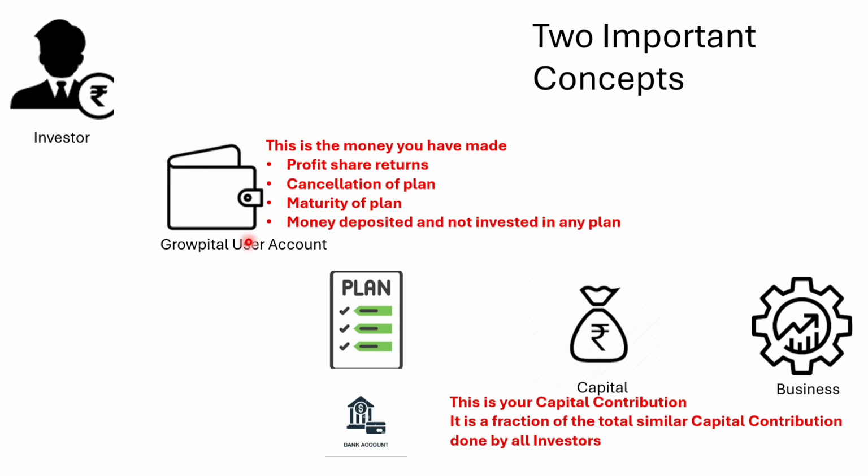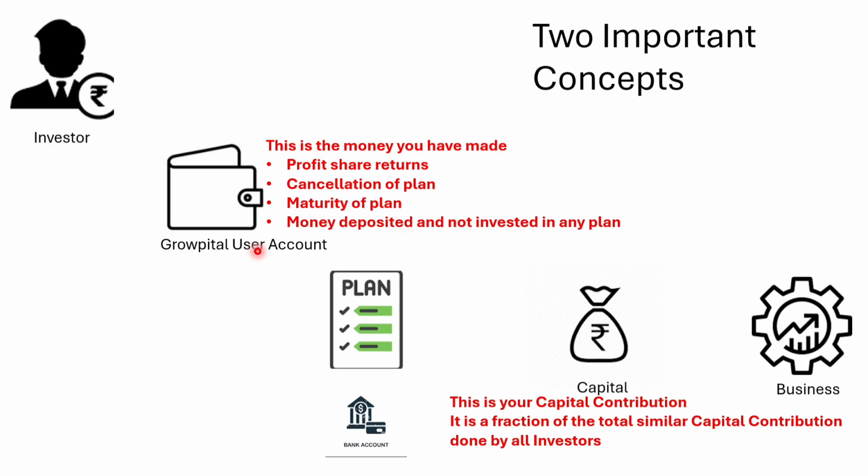And the money used to be reflecting over here because of the following: either because of the profit share returns which were generated by the business, or because you cancelled a plan having invested in it earlier, or because a plan matured, or a fourth way, that if you deposited money and therefore it reflected in your user account, but you never invested in a plan for some reason. In that case also, that's the money which was present in your Growpital user account. So this is the first concept.